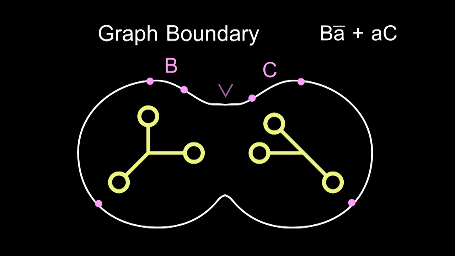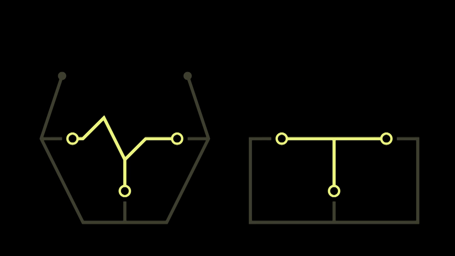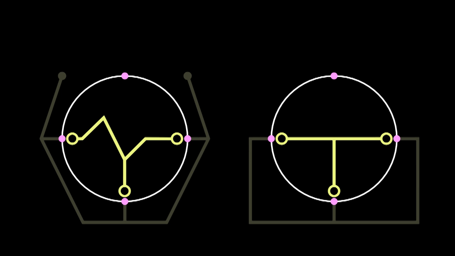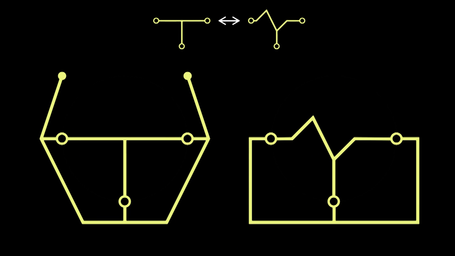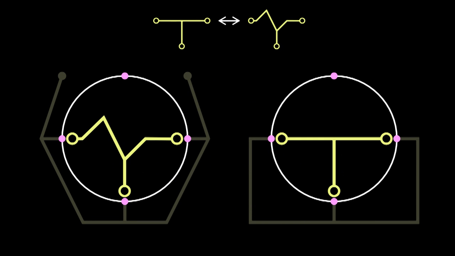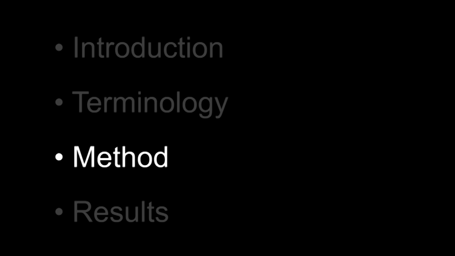The boundary fully describes how the graphs connect together. If two graphs have the same boundary, one graph can seamlessly replace the other. This will become important when we talk about graph grammars, since grammars are about replacing graphs. Now that I've explained some of the terminology, let's get back to my method.